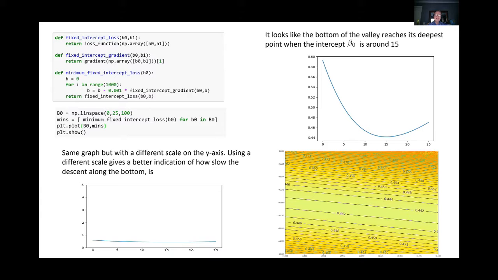We'll see there are ways, instead of using gradient descent, to use other methods that will help you find the minimum. So it is possible to do it. But let's just see.